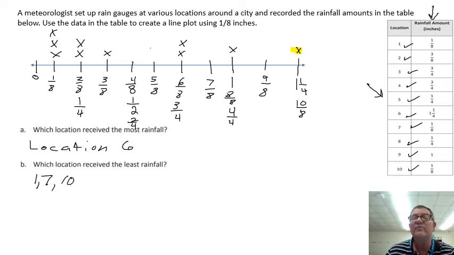So there's actually 3 of them, because it's not asking total, it said the least amount of rainfall. Okay, and it's talking about the individual locations. So we have 3 of them that had 1/8.